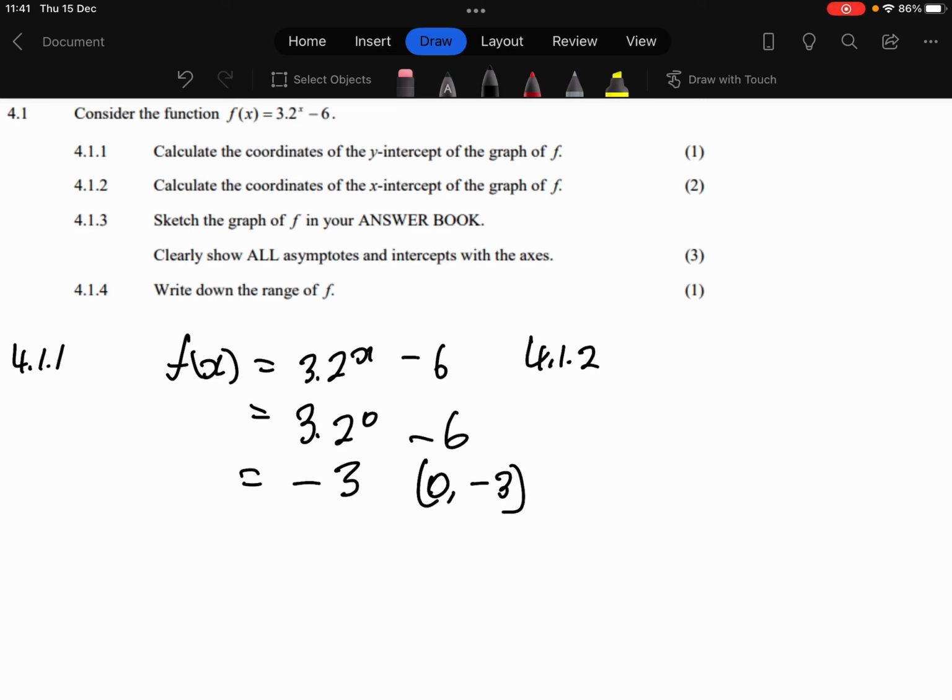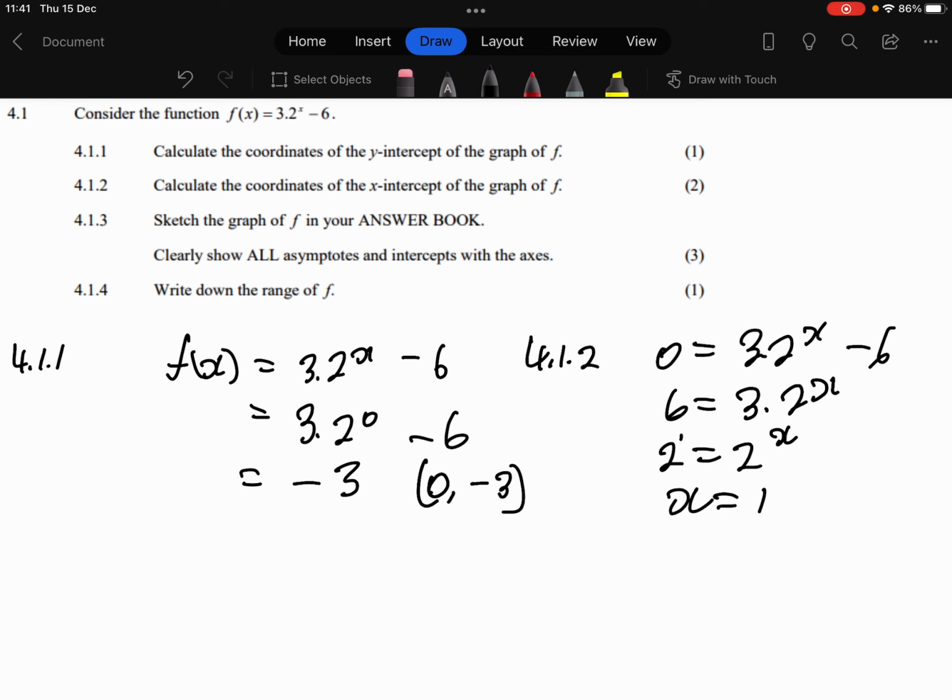4.1.2 states calculate the coordinates of the x-intercept of the graph. For the x-intercept, let y equal 0. 0 is equal to 3 times 2 to the power of x minus 6. 6 is equal to 3 times 2 to the power of x. Dividing both sides by 3, we get 2 is equal to 2 to the power of x. We know that this 2 is to the power of 1. Whenever we have two bases that are the same, we can drop the base. Therefore, the exponent is equal to 1. The coordinate is 1 and 0.